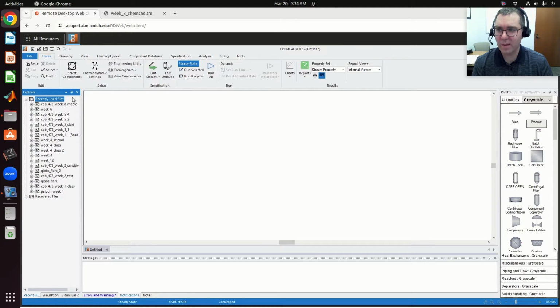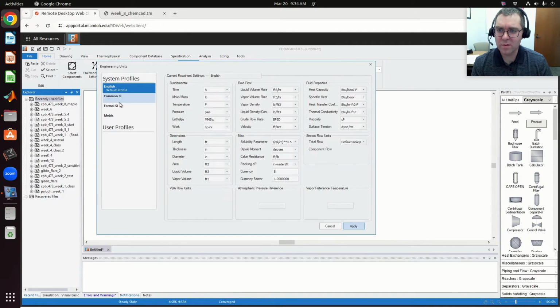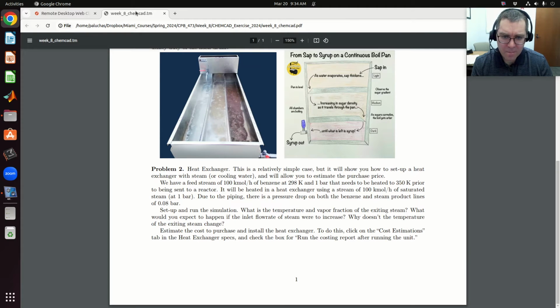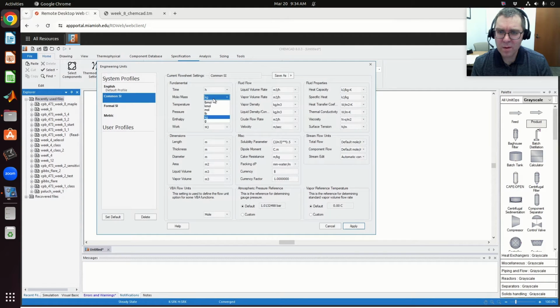All right, so I'm going to go over to CHEMCAD. I closed out of my last sheet, and I'm going to start up fresh. First, in terms of engineering units, I'm going to flip over to common SI: kilomoles per hour, Kelvin and bar. So mole mass, I'm just going to change to kilomoles, temperature in Kelvin and pressure in bar.